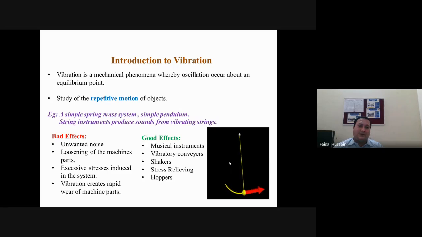Similarly, the bad effects are unwanted noise, and loosening of machine parts due to vibration, as a result of which excessive stresses are induced in the system. Vibration creates rapid wear of machine parts. So, there are a number of examples related to vibration where we can divert some parameters into good effects and some parameters into bad effects. So, this is the basic introduction of vibration.